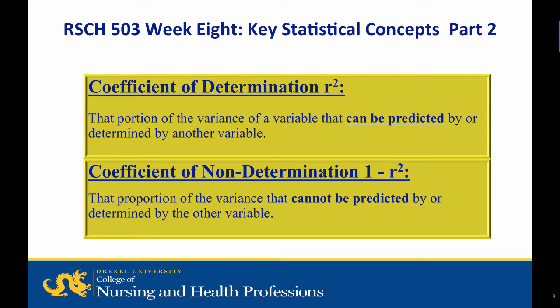Again, the coefficient of determination, or R squared, is that portion of the variance of a variable that can be predicted by or determined by another variable. The coefficient of non-determination, or 1 minus R squared, is that proportion of the variance that cannot be predicted by or determined by the other variable. A serious mistake that can be made by an investigator is to interpret a statistically significant correlation as evidence of a cause and effect relationship, or simply a causal relationship.